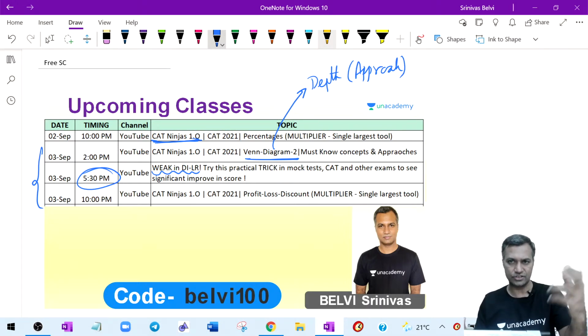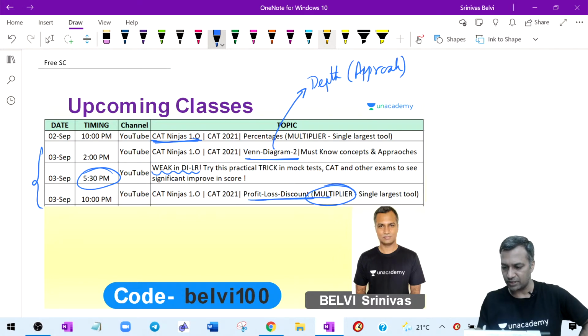So you have certain things that you tried out in the mocks, etc. You can always ask me those questions that might help others as well. So that's what we do. Again, tomorrow night we'll come back and we'll explore the multiplier with respect to profit and loss. Before we explore, first let's do this.